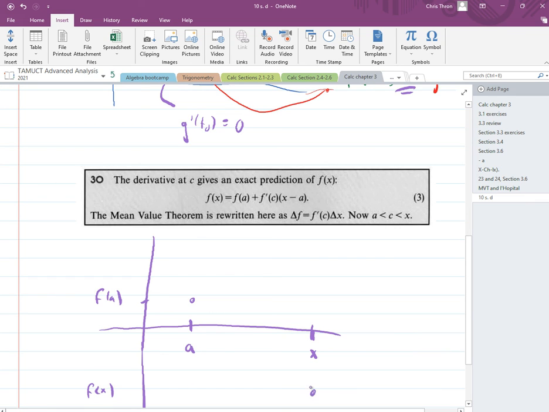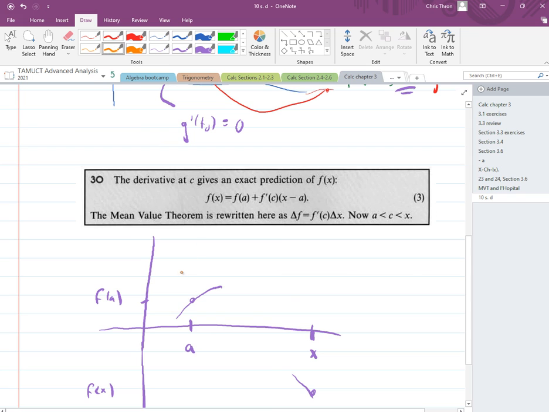Now let's draw the function here. The function starts here and it ends up going down here. Now, it's obvious that if I take the derivative at a, this linear approximation, y equals f of a plus f prime of a times x minus a, this point down here, f of x, is not on this line.